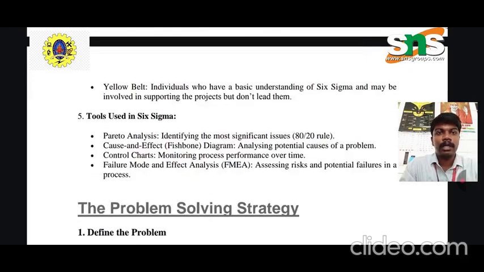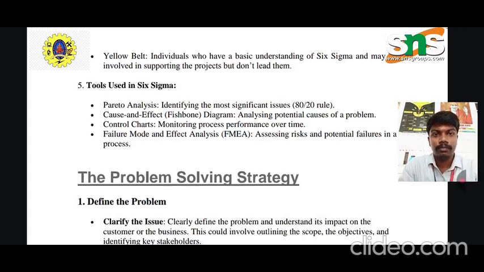As you mentioned here, yellow belt is very basic. What I have explained here is the package of yellow belt. Next, what are the tools we have used in Six Sigma? As I mentioned earlier in the analysis part, Pareto analysis identifies the most significant costs by the 80-20 rule. Next one, cause and effect diagram, another name is Fishbone diagram, also called Ishikawa diagram, to analyze the potential cause of a particular problem.